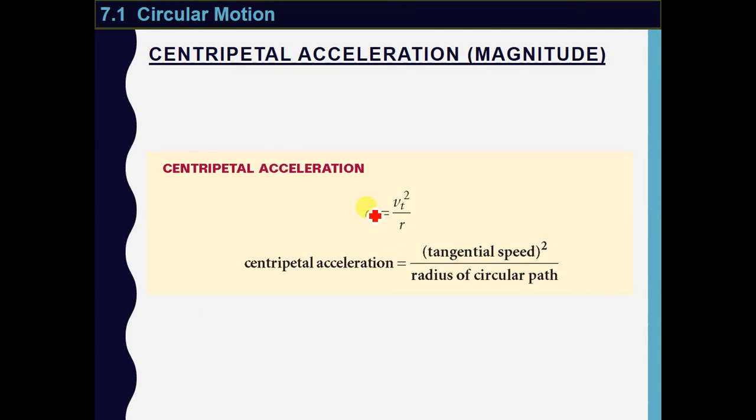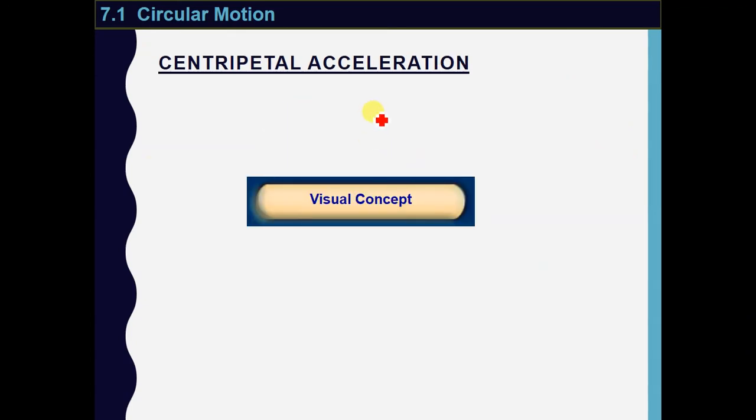Okay, so this is the first factor. The second factor is the radius. When you increase the radius, the ball is here, so when you increase the radius, the acceleration will decrease. So radius and acceleration are inversely proportional. When you decrease the radius, and the ball is moving like this, the acceleration will increase. Okay, we'll see this one later.